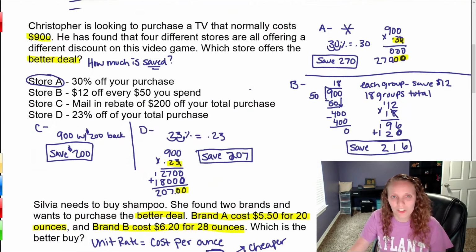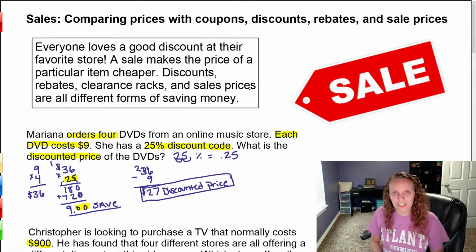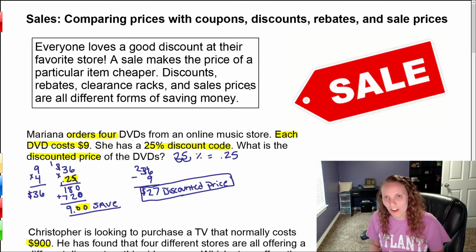Okay guys, we learned about sales. Remember our method with percents. We always have to change a percent to a decimal and then multiply. That'll tell you how much we're saving. And then if we want to find out how much you're actually going to spend, we need to take one more step to find the total.